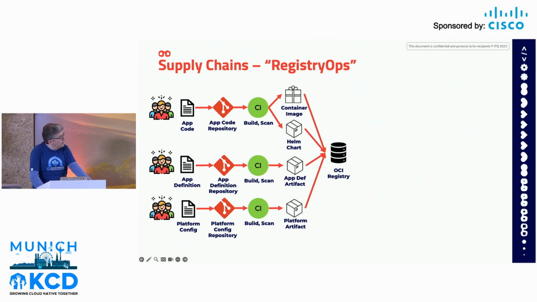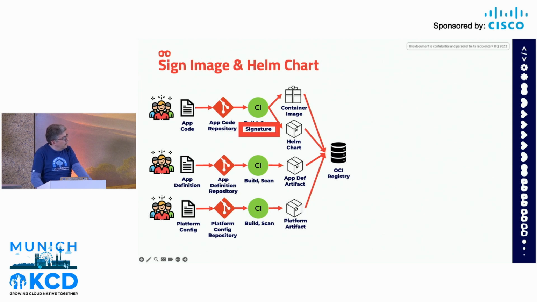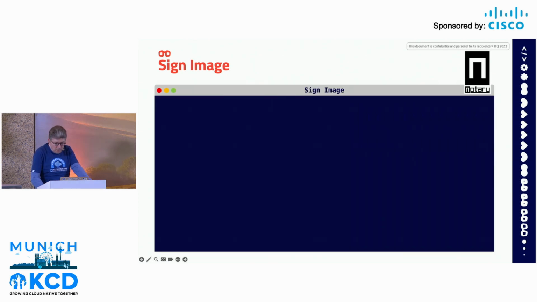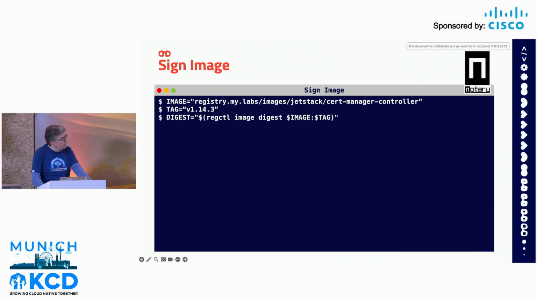Here is exactly the same slide we left off from the RegistryOps before, and we will just add a new task in the CI pipeline to add signatures on container images and Helm charts. In the next slide, I will use the notation CLI from the Notary project to sign images and Helm charts. Let's see how, using the notation CLI.